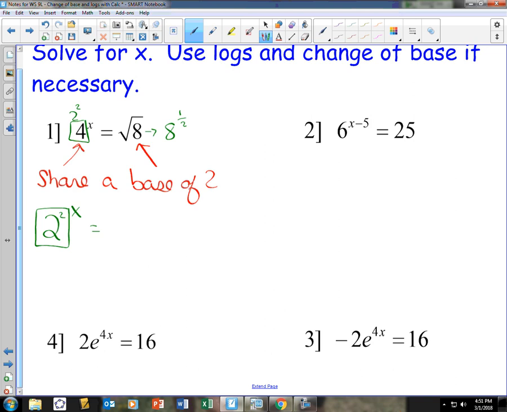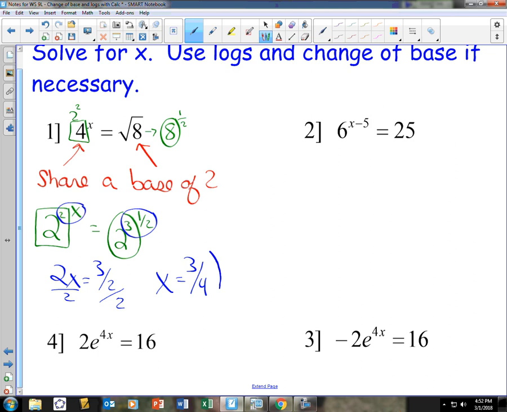And so now I can just take this and this, and I will be able to say that 2x is equal to 3/2. And so x will be 3/4. All right, that's sort of an ideal problem, right? You share the same base, you don't even need logs. But when I come over to problem number 2, these do not share the same base, so I have to use logs here.